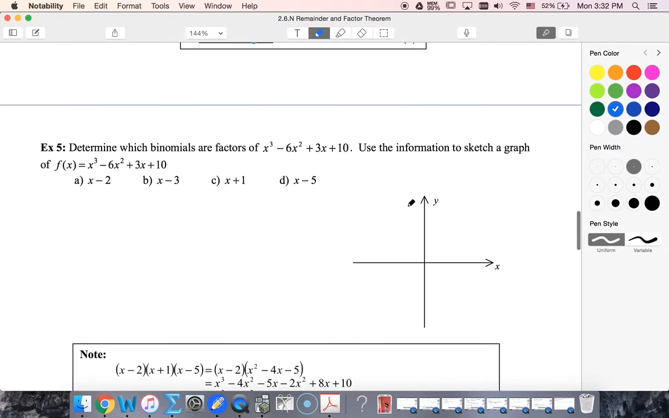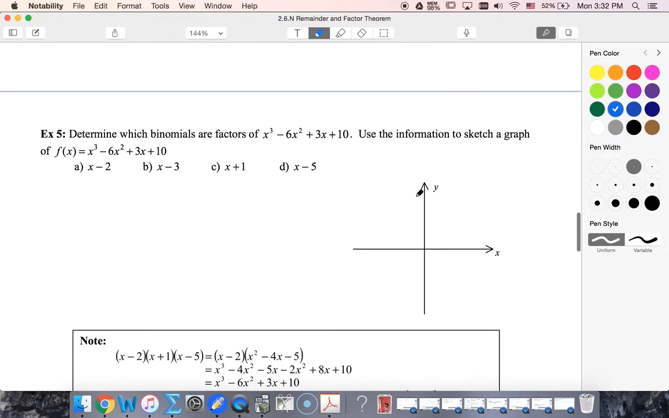So let's come down here and determine which binomials are factors. All right, so if it's a factor, then for this case, f of 2 would equal 0. So f of 2 is going to be 8 minus 24 plus 6 plus 10, and I get 0. So then x minus 2 is a factor.